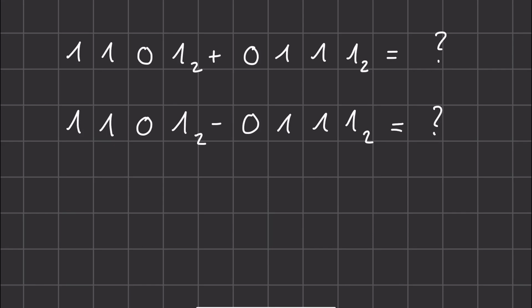Today I will show you how computers can do simple math with just zeros and ones and what can go wrong. I'll show you how binary addition and subtraction works, and then briefly touch on the topic of representing negative numbers. Understanding binary is key to understanding how computers store and process data, and even how they can fail.